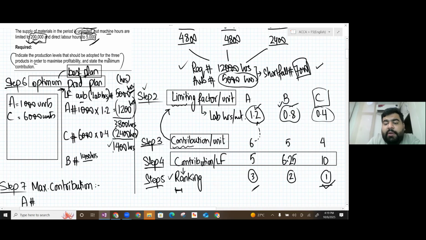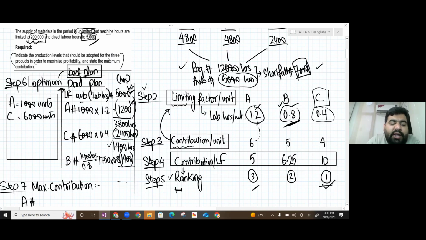divided by labor hours per unit for B. It is 0.8. So if I do 1,400 divided by 0.8, it will be 1,750. It means we can only make 1,750 units of B. Let me prove it. 1,750 units multiplied by the labor hours one unit of B takes, 0.8. You will get the answer 1,400.